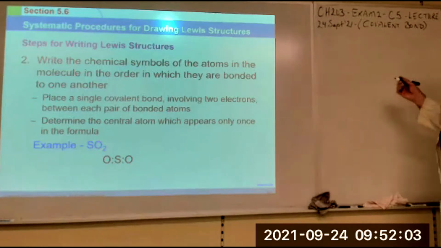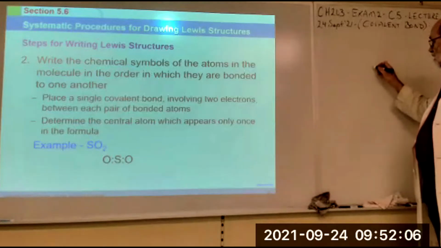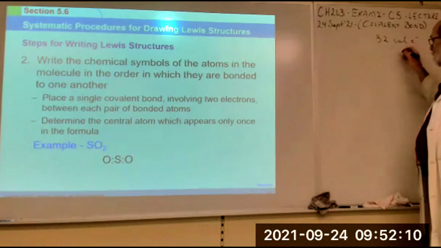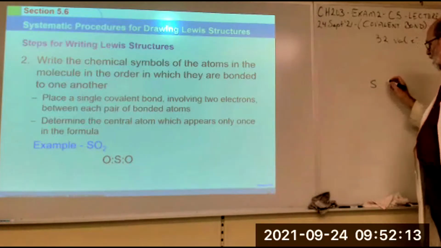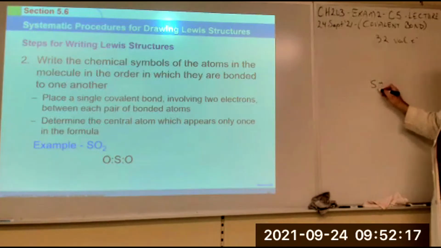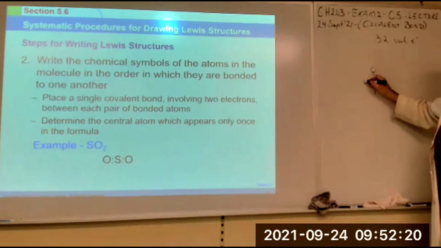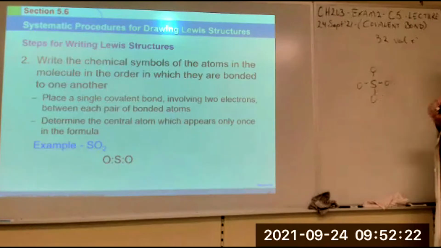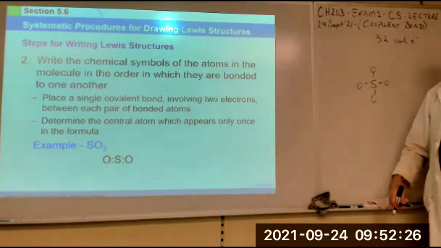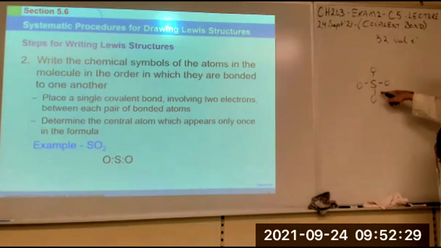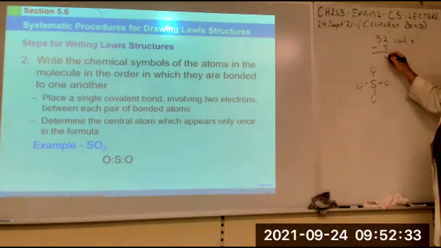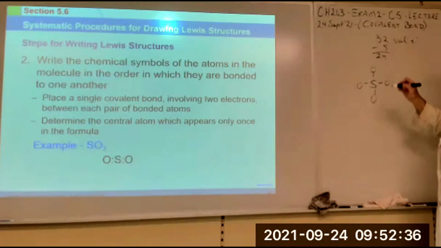So for our sulfate, which has 32 valence electrons, we have a sulfur, and then we're going to form a single bond with all of the oxygens. They're using dots, but I'm just going to go ahead and use lines, dashes. So that's 2, 4, 6, 8, right? Minus 8. We've used up 8 of them. So that's 24 electrons that we have left.